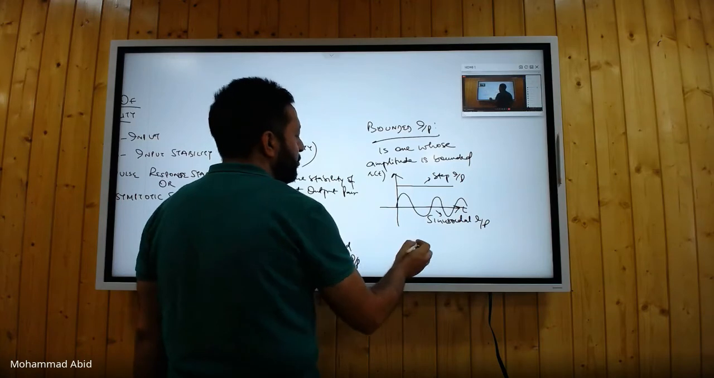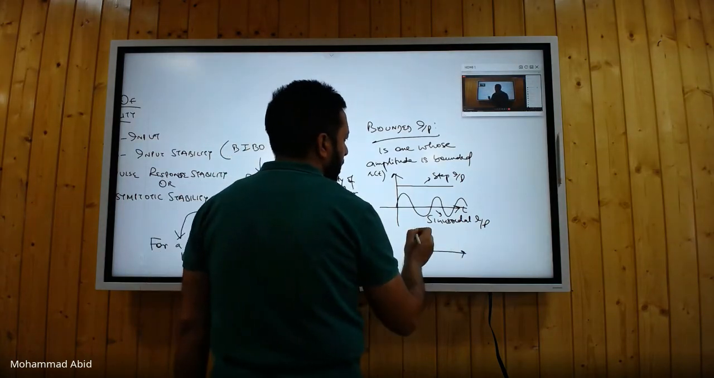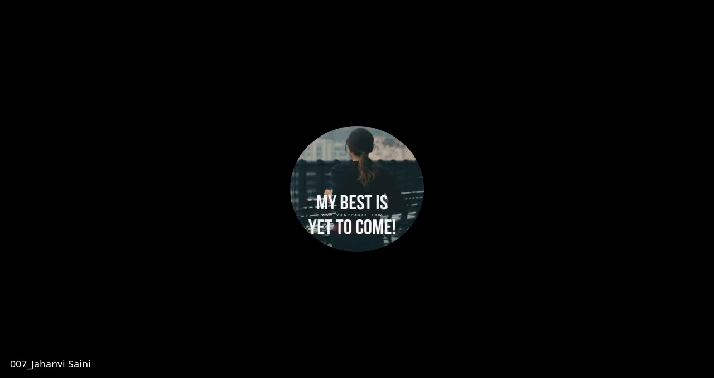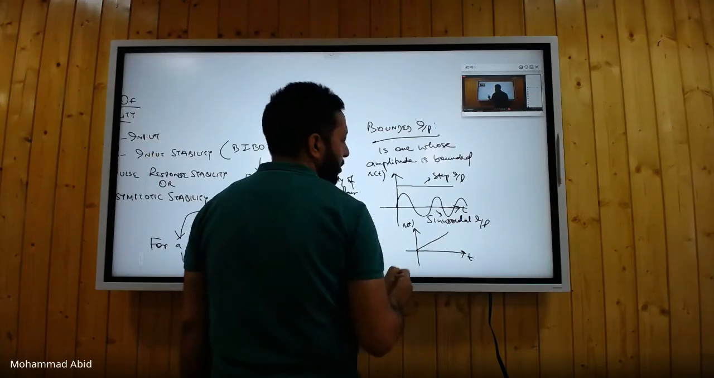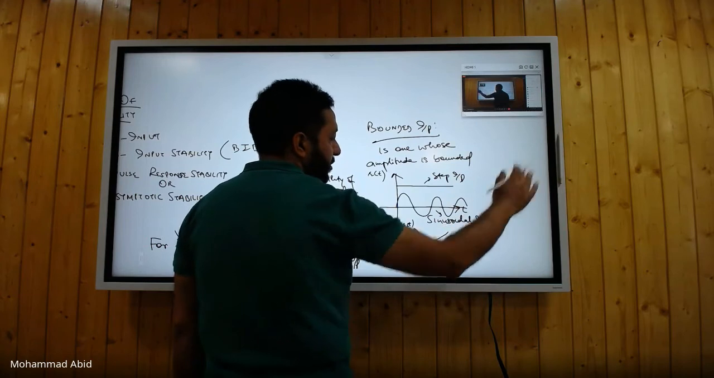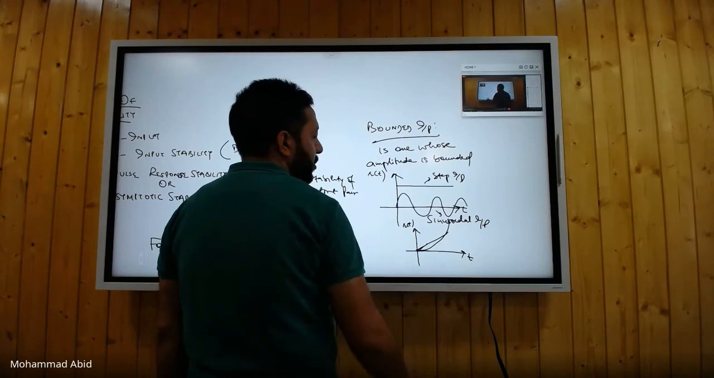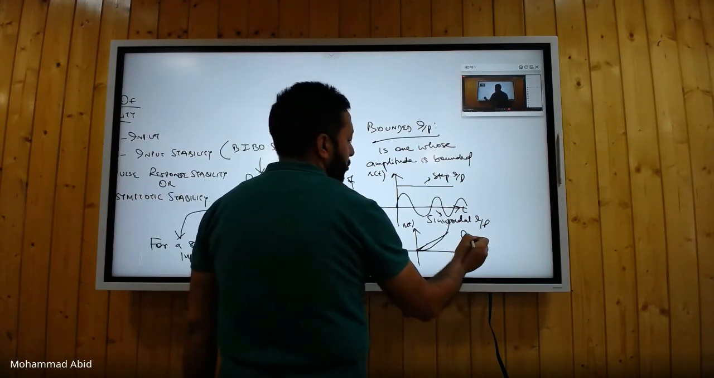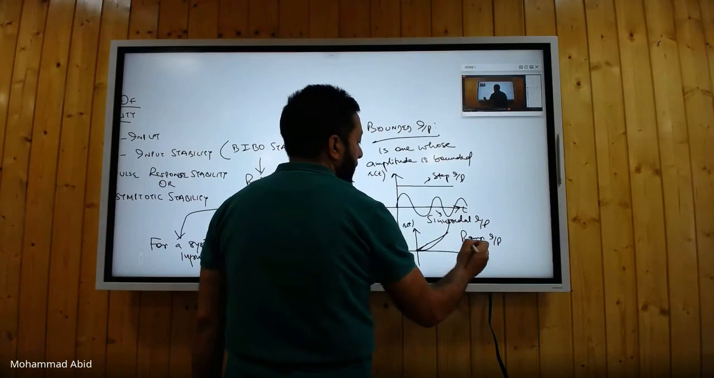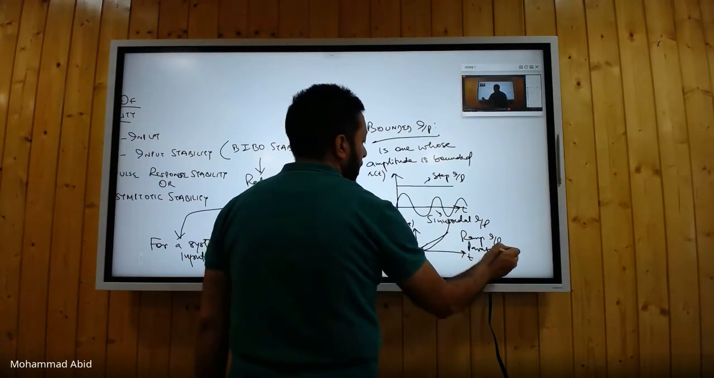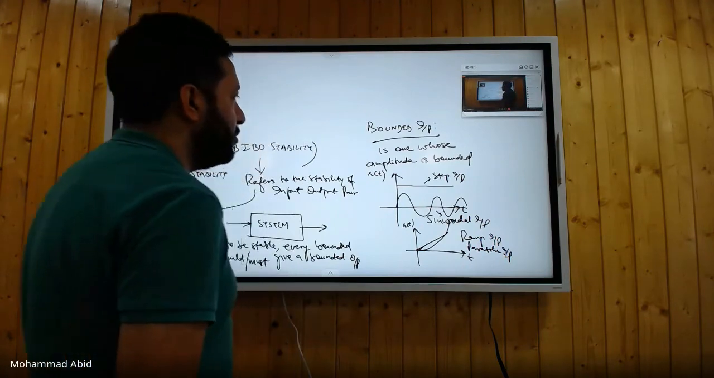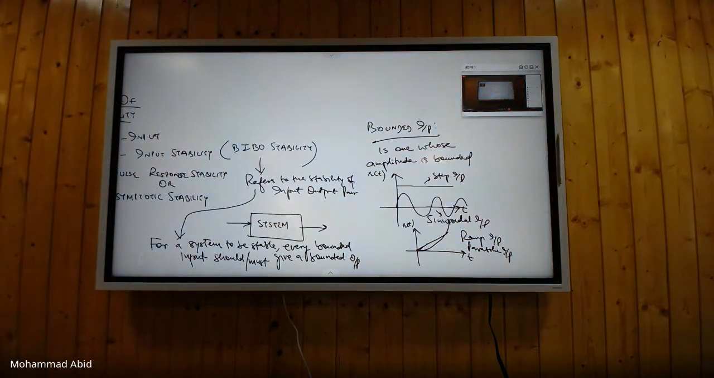And can you name some unbounded input? So ramp signal. Ramp input, it's an unbounded input because its amplitude goes on increasing, isn't it? Parabolic input, it's an unbounded input. So ramp input, parabolic input, they are all unbounded inputs. So bounded input, bounded output stability criteria states that for a system to be stable, every bounded input must give a bounded output. Can you tell me the reason for this?